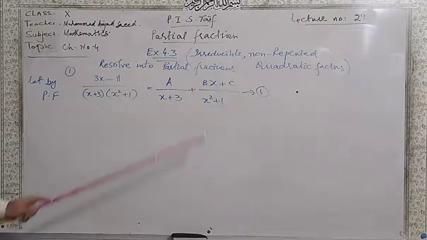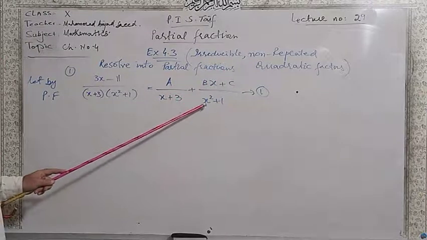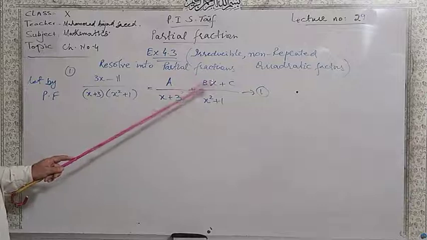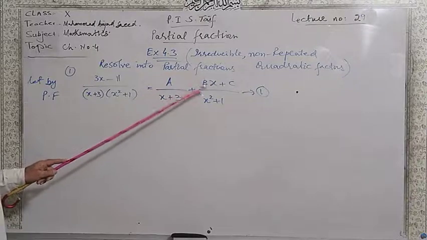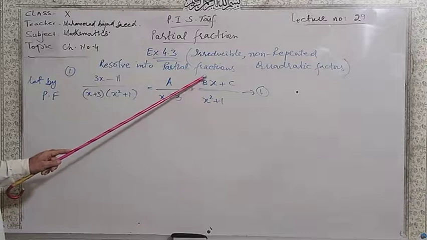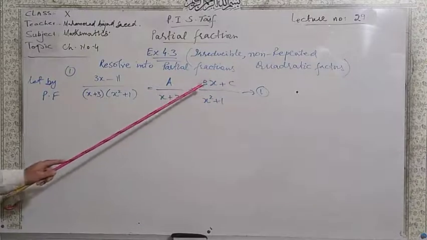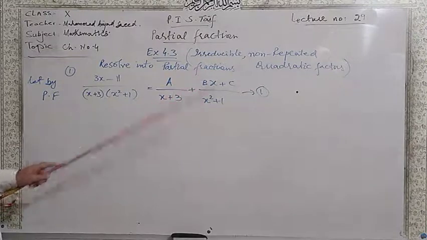So this is the way to write the depressed expression with the lesser degree for the denominator. Here is x square, so you will start with Bx plus C. Two constants are involved here, B and C, because of this degree 2.